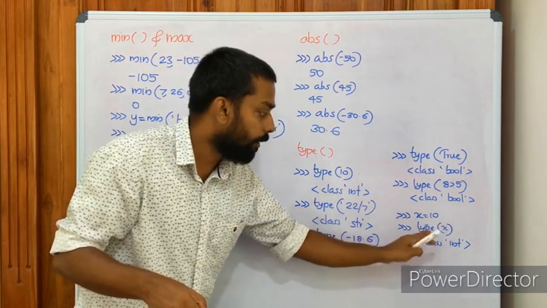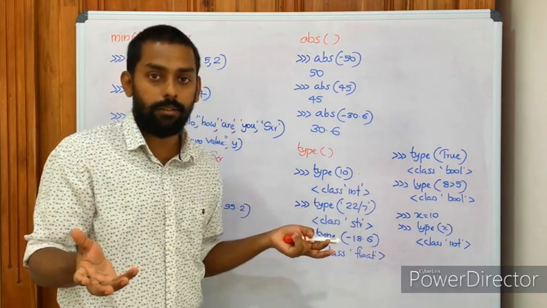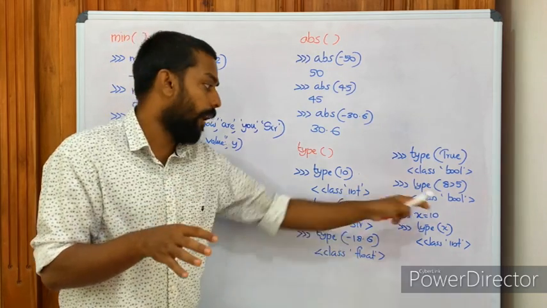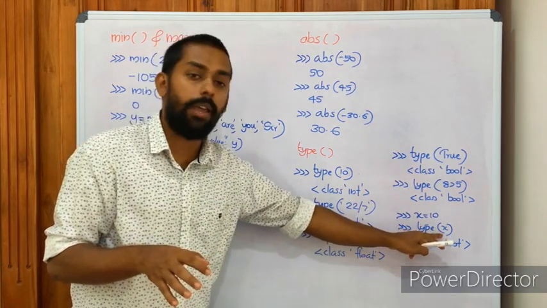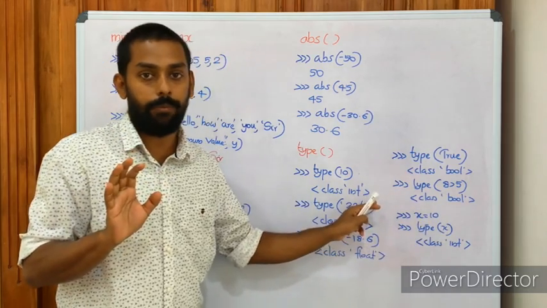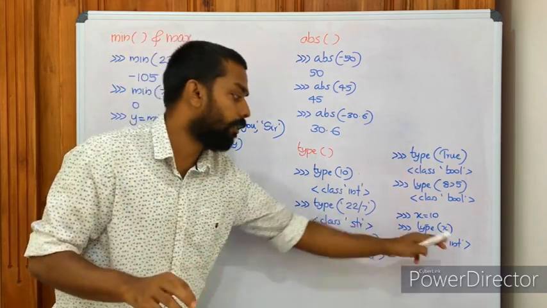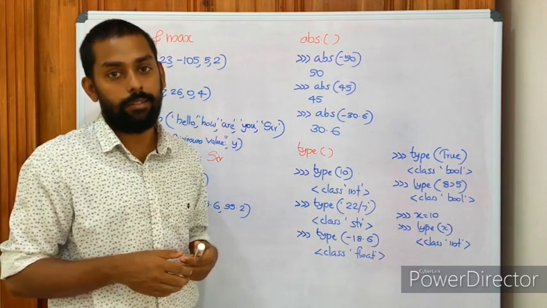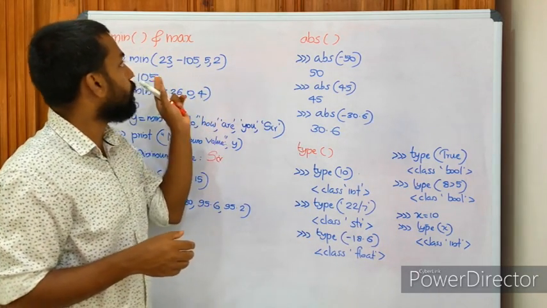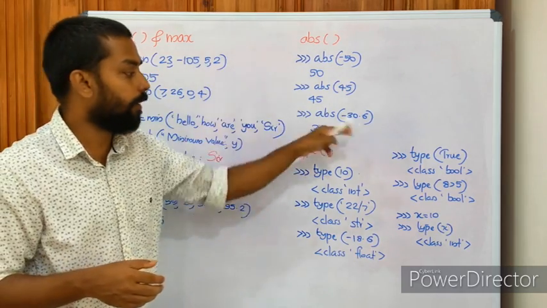And we can apply it in some other way. X equal to 10. Type of X, class int. First we are storing the value 10 in X. Then we are applying type on X. We are passing X as an argument to type, and it returns class int. So these are the functions min and max, abs and type.